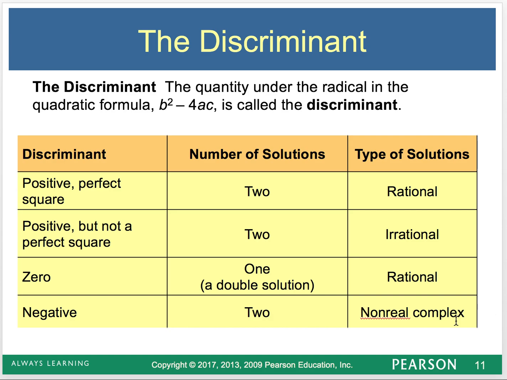Okay, last thing, the discriminant. The discriminant is the part of the quadratic formula that's just underneath the radical. It does not include the actual radical sign, just the b squared minus 4ac. That's called the discriminant. That tells us a lot about our answer.